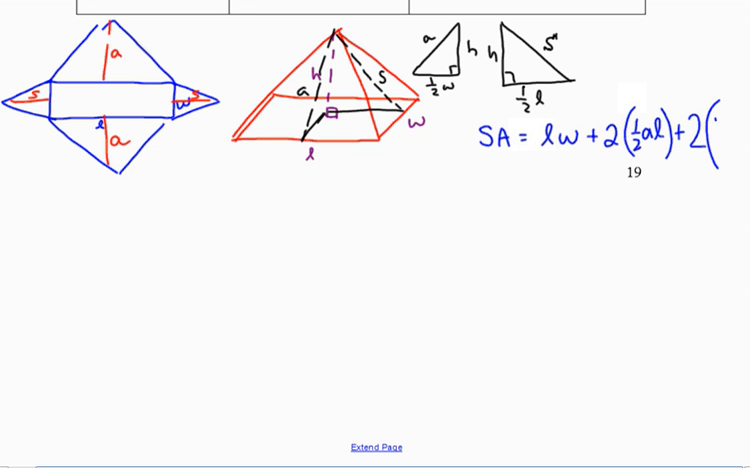Now, could we simplify these formulas? Yeah, how could you, Zach?